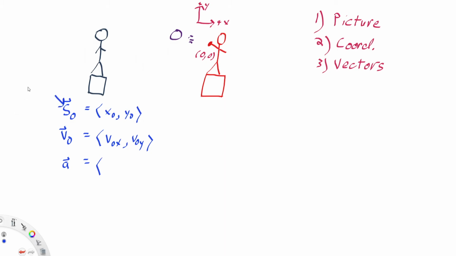this first object here is a position, right? So I try to use S's for positions because we're already using X and Y's for coordinates, so I don't want to confuse it too much. And then the subscript 0 means at time equals 0.